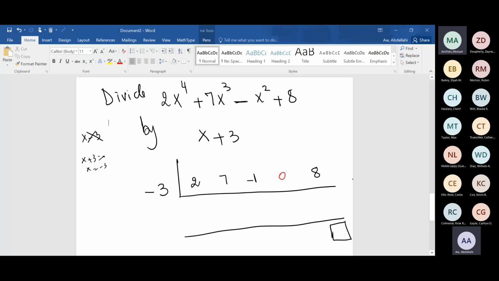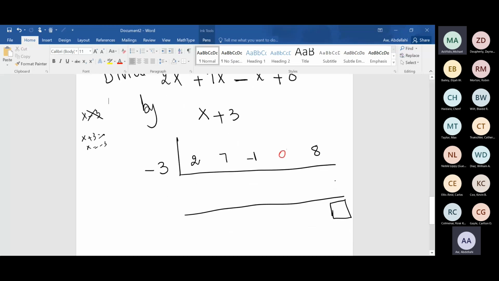Actually, it's going to be additions and multiplications. Add, multiply, add, multiply. So what we're going to do first, we're going to drop the 2, right? Right here. 2 times 3 is negative 6. Okay? 7 plus negative 6 is positive 1. Okay? 1 times negative 3 is negative 3.